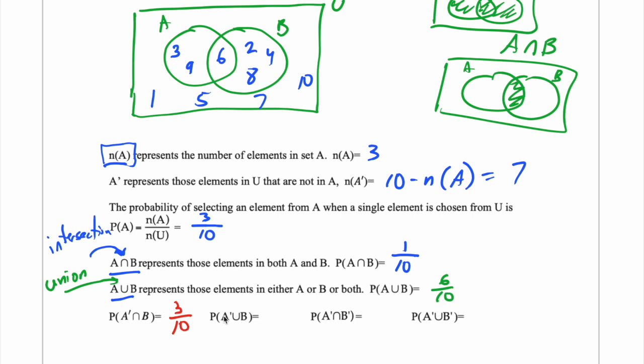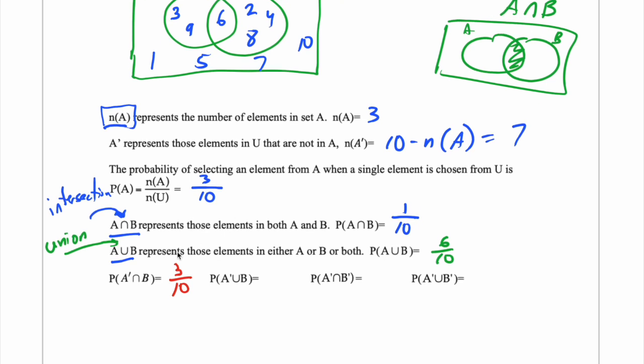Not A union B. So that's everything in both of these sets all together included. So maybe I could even do a little mini Venn diagram. Okay, so they're not in A. So not in A is all the stuff outside of A. Union with B means you've got to include everything in B, so even the intersection. So it's basically everything except for the 3 and the 9 here in that union. So that's 8 out of 10.